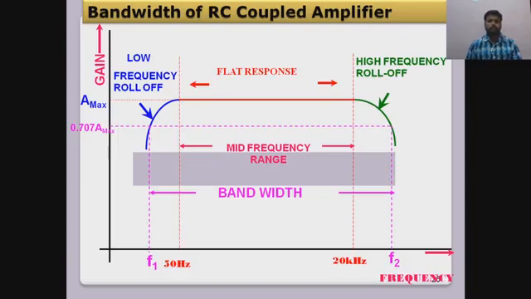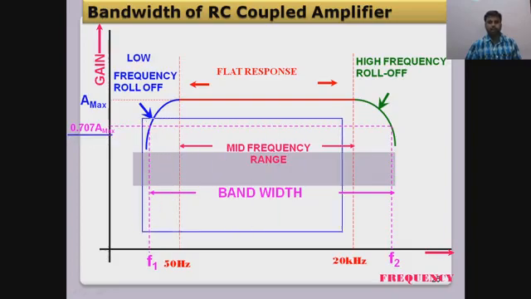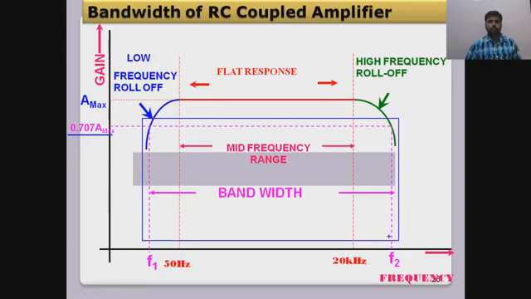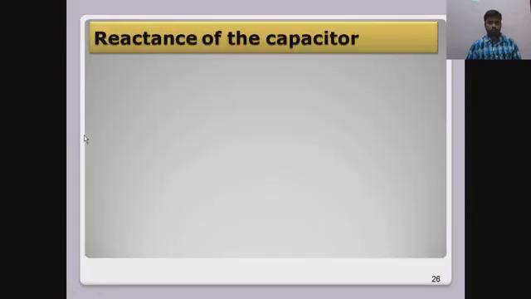The bandwidth of the RC coupled amplifier is calculated at 0.707, or 70.7%, of the maximum gain. So here it gives the bandwidth of this RC coupled amplifier. This is f2 minus f1, which gives the bandwidth. Now let us discuss what is happening at the low frequencies and the high frequencies.